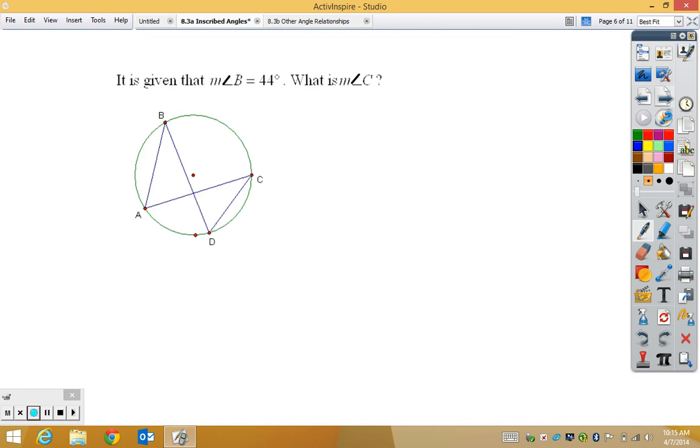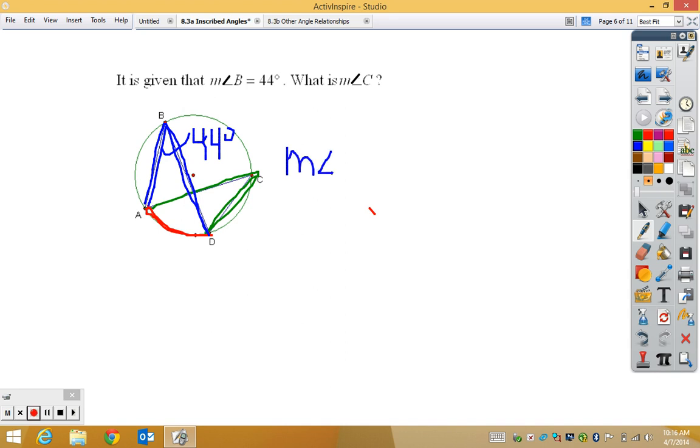Okay, so we are told in this example that the measure of angle B is 44 degrees, and we want to know the measure of angle C. And if we look, we can see that both angle B and angle C share arc AD. So the measure of angle C is equal to the measure of angle B, and that is 44 degrees.